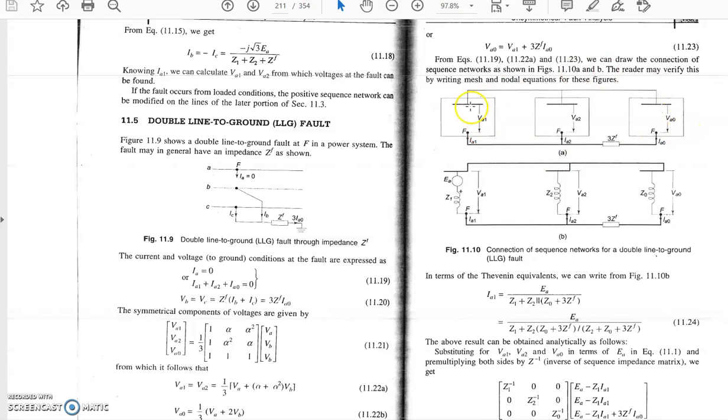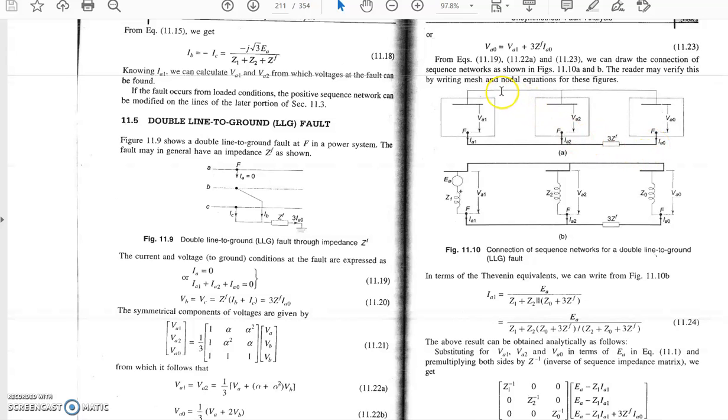So this diagram satisfies the equations. First equation: IA1 plus IA2 is equal to the minus of IA0, or we can say that IA1 plus IA2 plus IA0 equals 0.